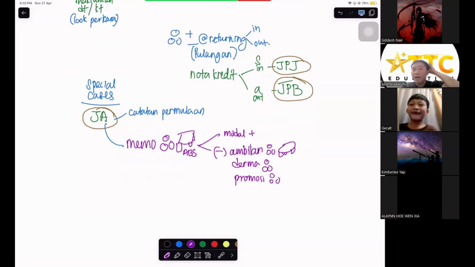So basically memo tambahan I write in modal. When they are talking about bawa masuk barang niaga, bawa masuk perabot, or bawa masuk some kenderaan for kegunaan perniagaan, it will be journal am. And that will be modal tambahan. Debit the asset, and then credit the modal. Meaning your aset bukan semasa goes up, modal also goes up.